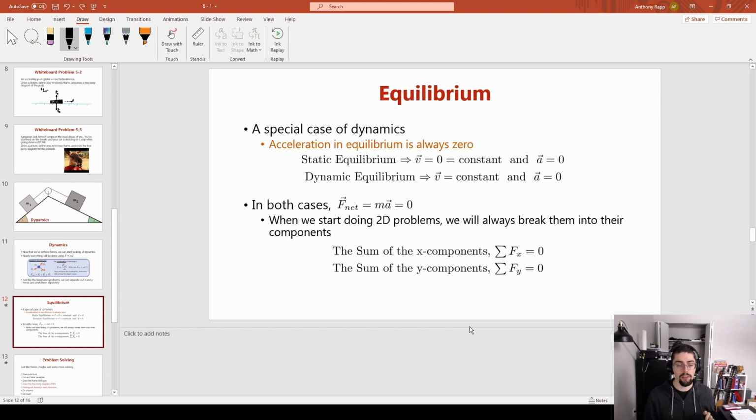Dynamic equilibrium is a body moving will continue moving. You have a velocity. It is a constant velocity. There is no acceleration. Is circular motion a dynamic equilibrium? Yes or no? What do we think?